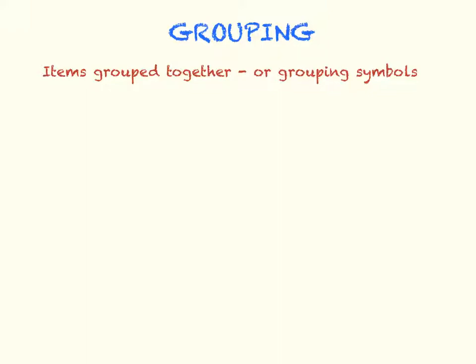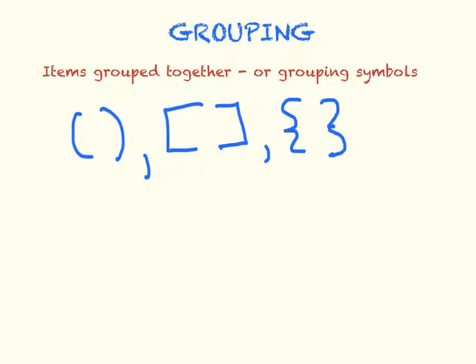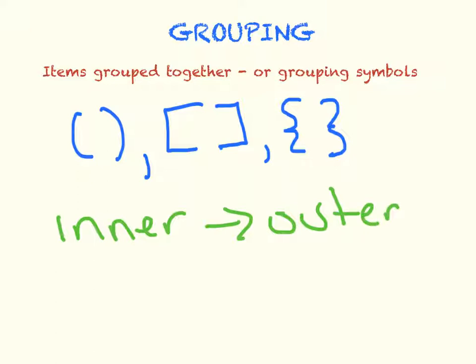Our first thing is our G, our grouping: items grouped together or grouping symbols. These symbols are parentheses, brackets, or braces. And we always solve these by working from the innermost to the outermost. So that means the inside ones first and you work your way outward.